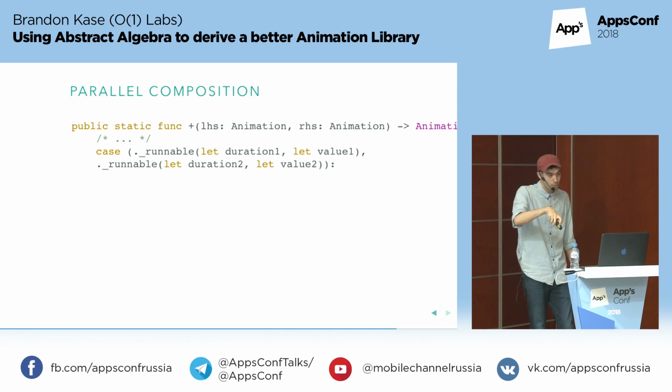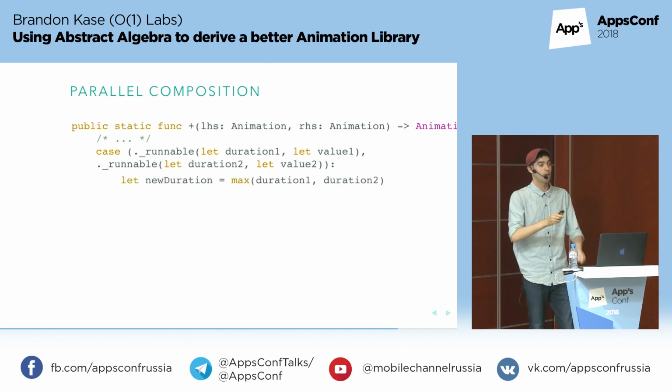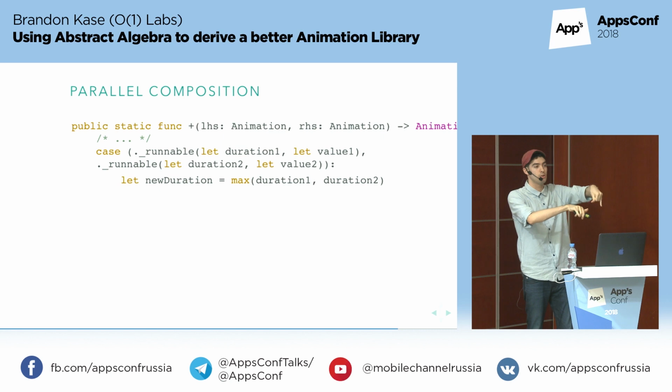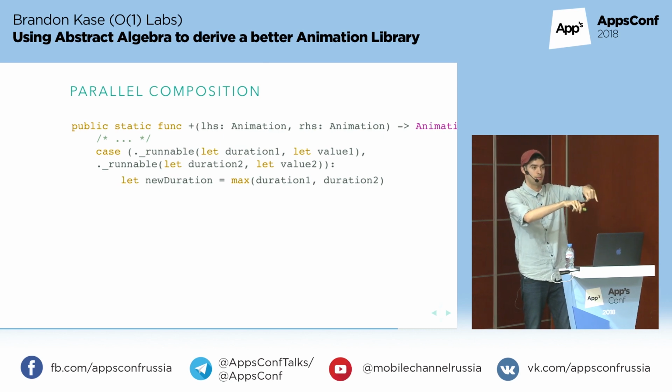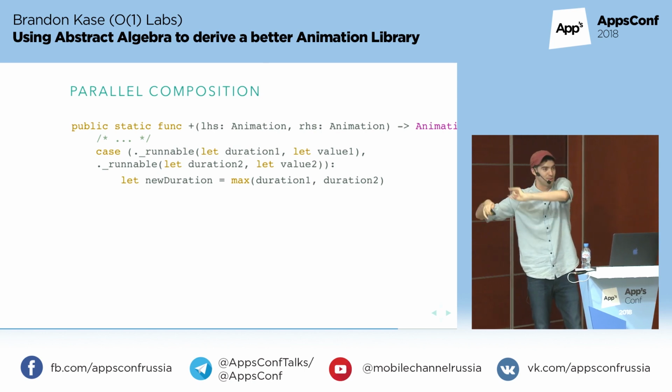Okay, if we have two runnable functions with two non-zero durations and two value functions, now we want the max of the two durations because we're running them at the same time. And then we have to make a decision. What do we do if one of them's shorter, right? I think it makes sense, let's say if one of them's shorter, it just freezes and clamps at the end as the other one goes.